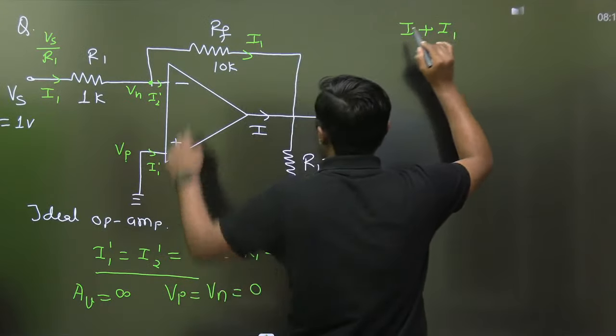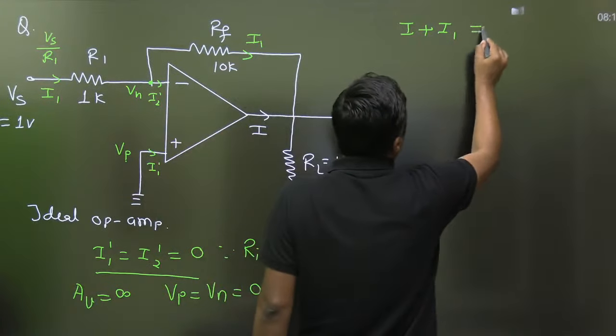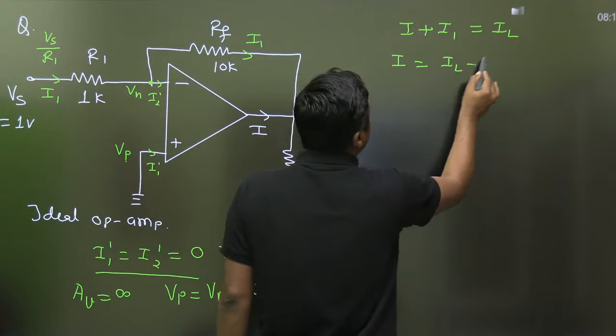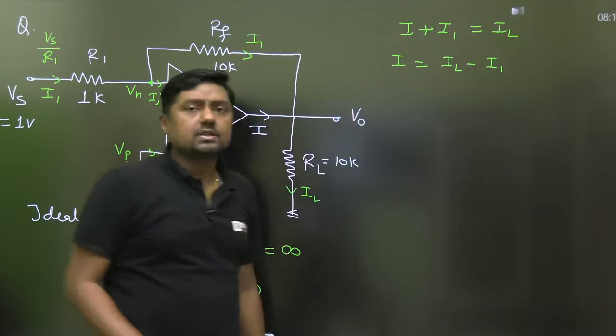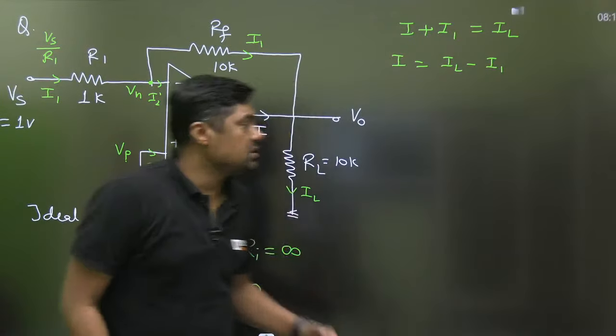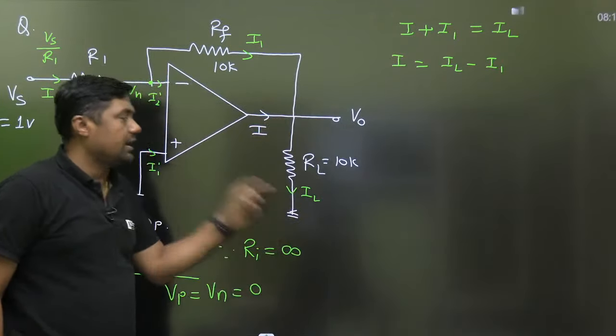Sum of the incoming is equal to the outgoing current, and then we can find the I. What is I equal to? IL minus I1. Now I1 is Vs by R1. What is the IL? V0 by RL.